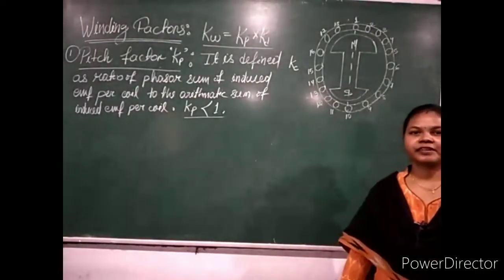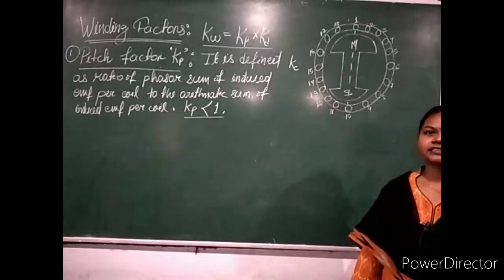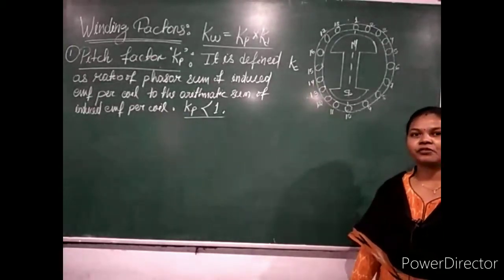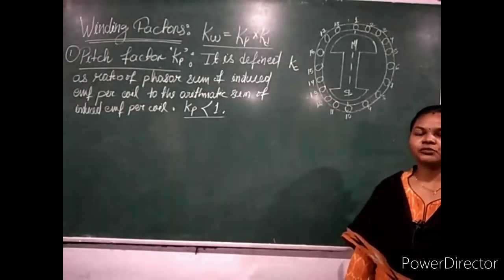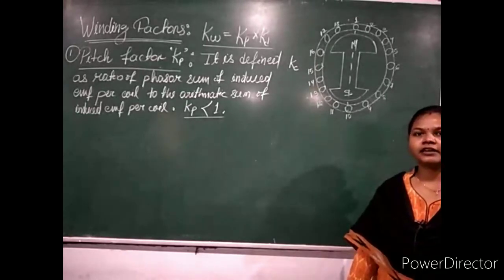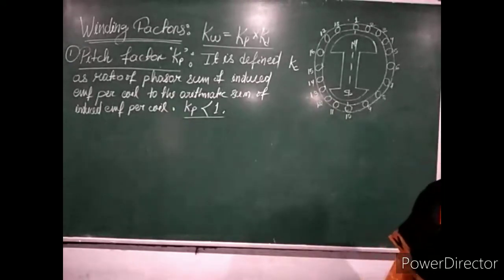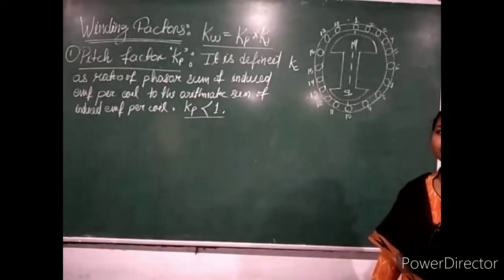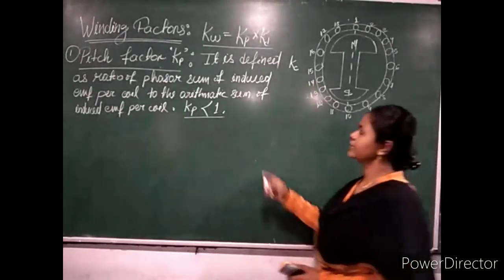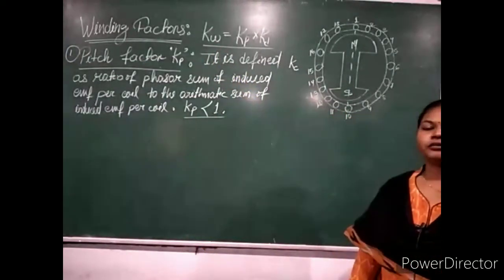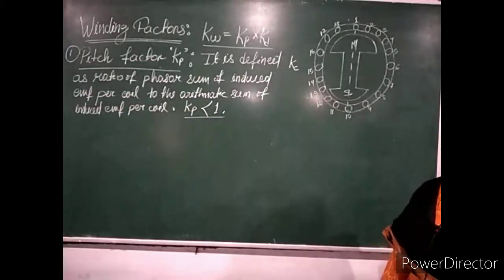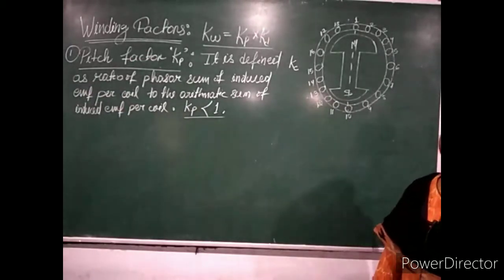Hello students, in this class we will discuss winding factor, which is based on the armature windings like full pitch winding, short pitch winding, concentrated winding and distributed winding. What is winding factor? It is the product of pitch factor and distributed factor, mathematically represented as Kw equal to Kp into Kd. Kp is the pitch factor and Kd is the distribution factor.